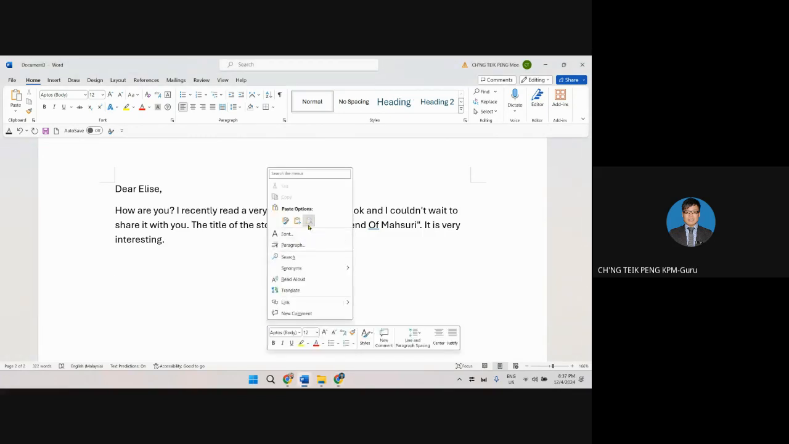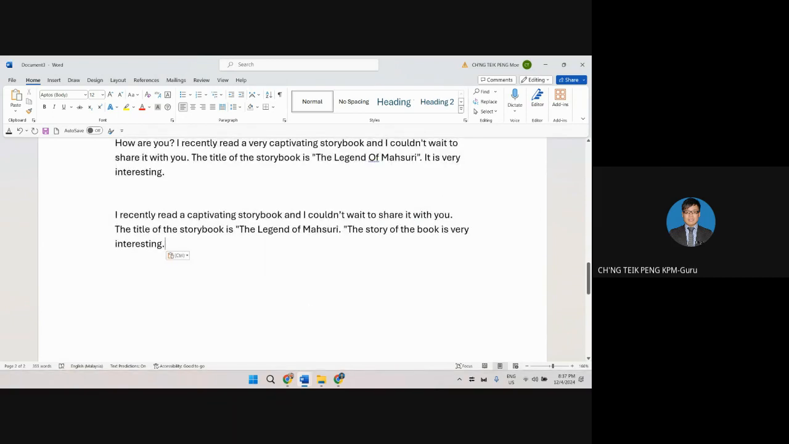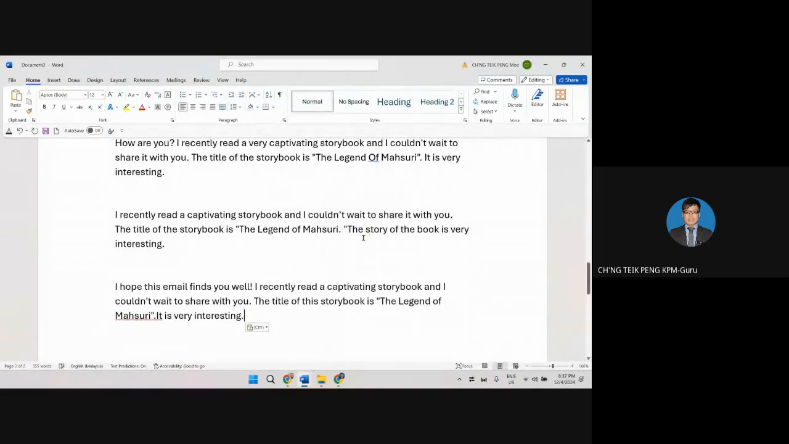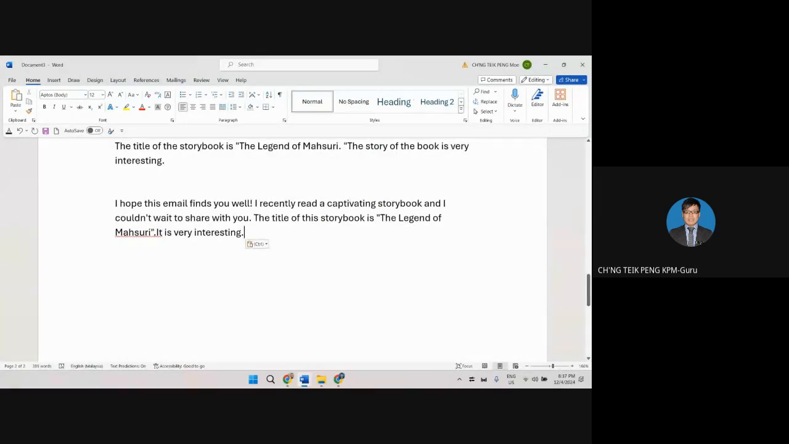Okay，来，我们看 Shermaine 答案啊。I recently read a captivating storybook. The title, the story of the book is very interesting. Okay, good. The story of the book is very interesting. 很好，没有错。Okay, now I'm reading Zequan's answer. Zequan 的答案啊。Okay，老师看一下。I hope this email finds you well. I recently read a captivating storybook, and I couldn't wait to share with you. So I couldn't wait to share what with you, Zequan? I couldn't wait to share the book with you.